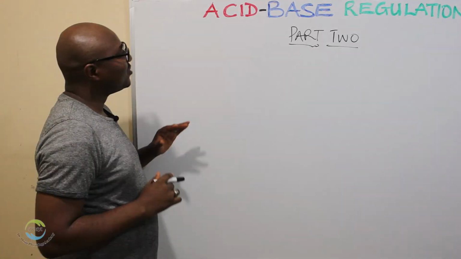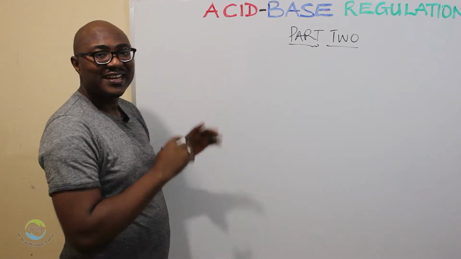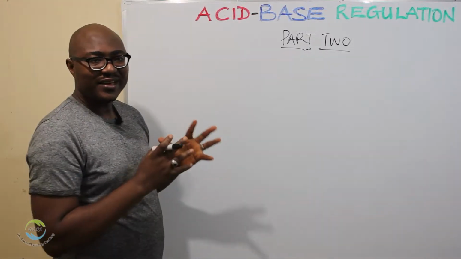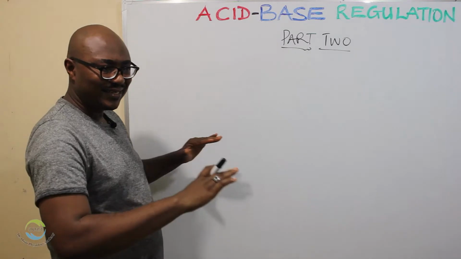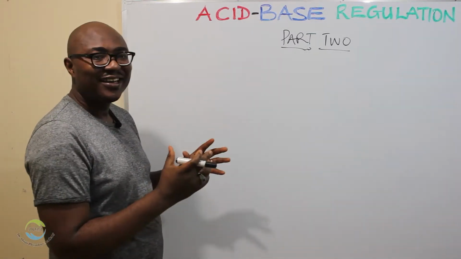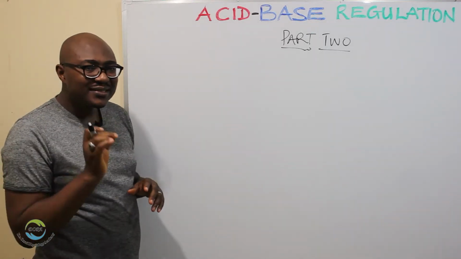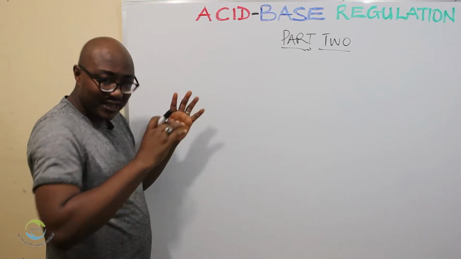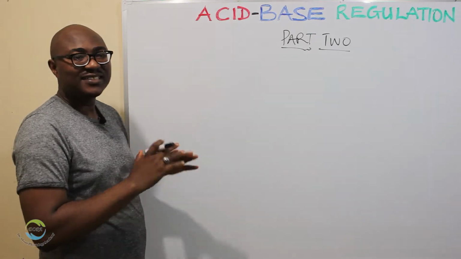So today we're going to be doing part 2 of this topic, acid-base regulation. Just a quick recap. The body needs to maintain a balance in the pH. Why? Because of enzymes. Enzymes are made up of proteins and they are very delicate substances. Enzymes help to speed up, catalyze, chemical reactions.